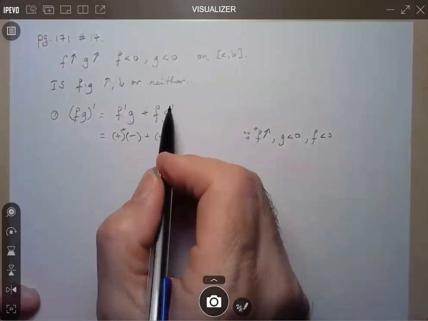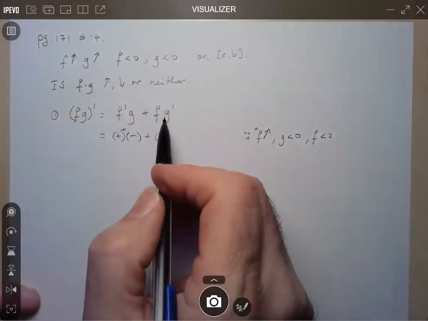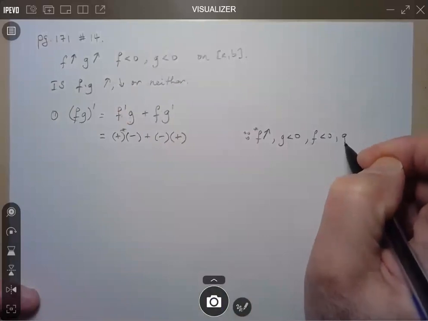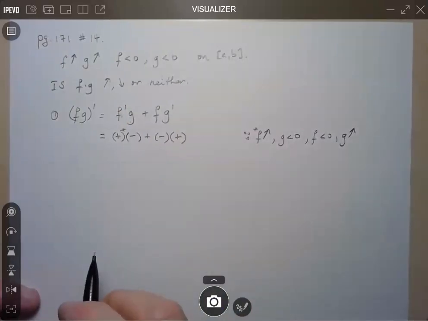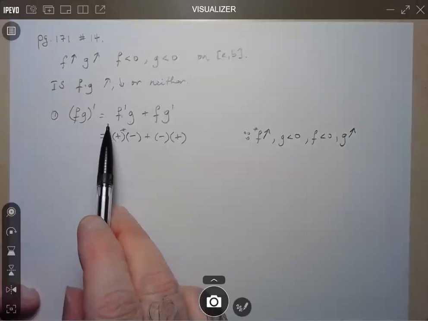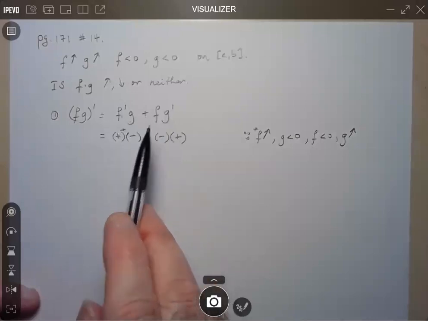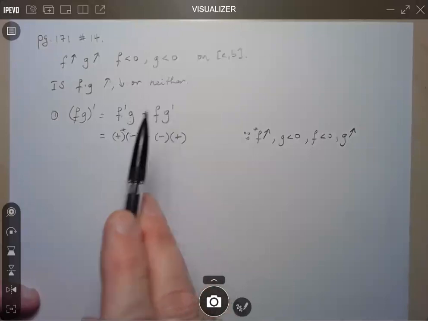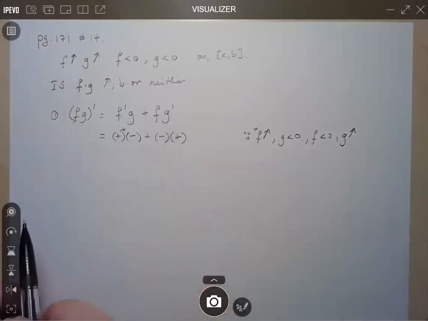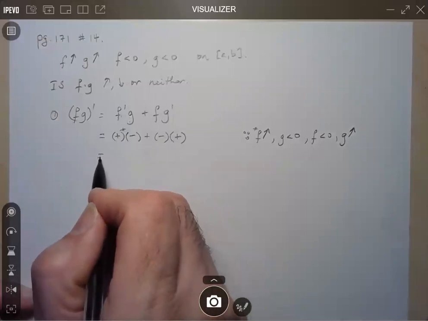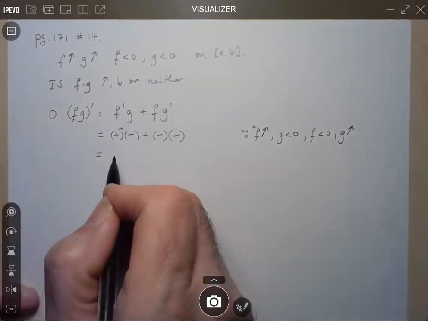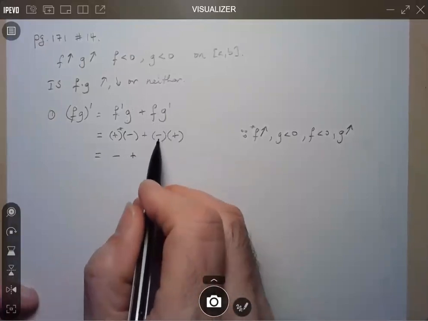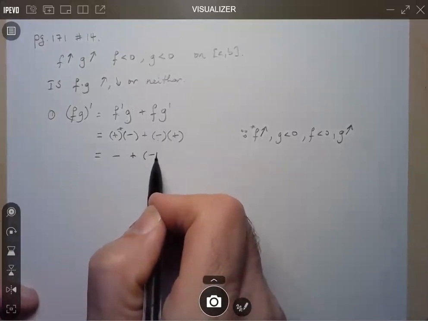And they tell me that G is increasing. So that means G prime must be positive. Okay. So while I don't know any exact value, I do know the sign of each of these components of the derivative of F times G. But of course, now a positive number times a negative number is definitely a negative number. And I'm adding to that another negative number.